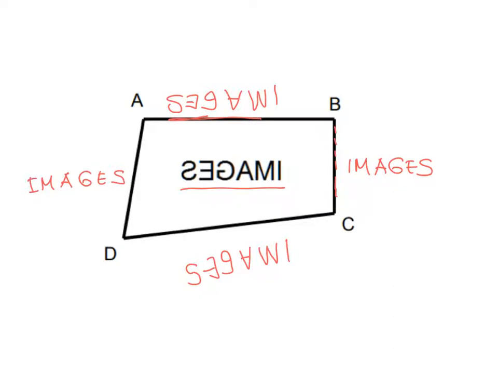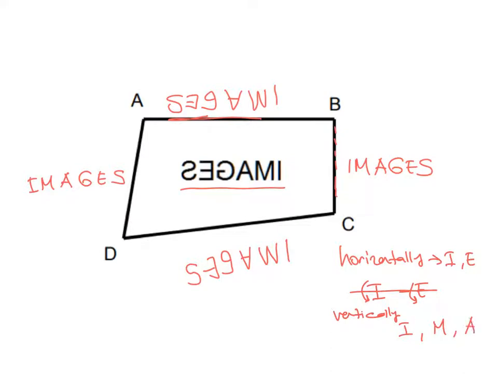Horizontally, the letters I and E don't change because when you split it horizontally, it is symmetric, and vertically, the I, M, and A don't change because when you take vertically, these letters are symmetric.